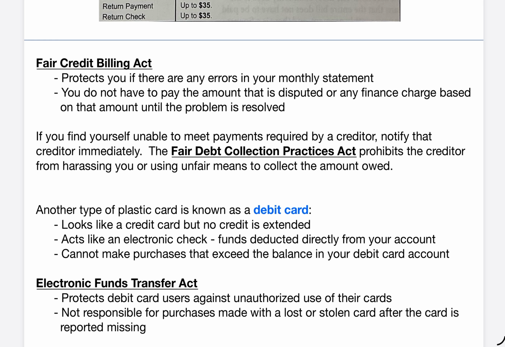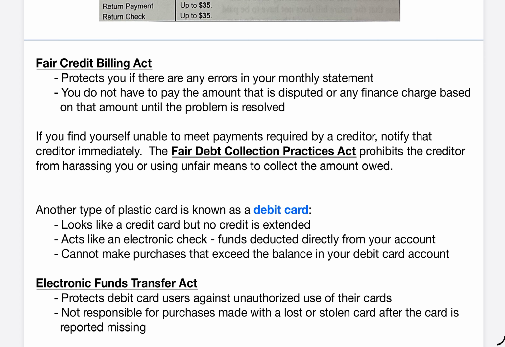Okay. Also, if you find yourself not able to meet payments required by the creditor, it's really important that you notify them immediately. People tend to want to shy away and not let the creditor know, but the more upfront you are, the more willing they're going to be to work with you. You may get in a situation where you lose a job or you've had some health issues and you're not able to pay the credit card. Contact them, explain to them what's going on, and they will work with you.